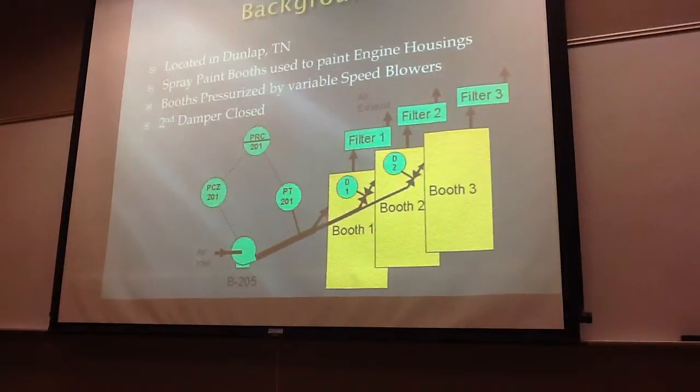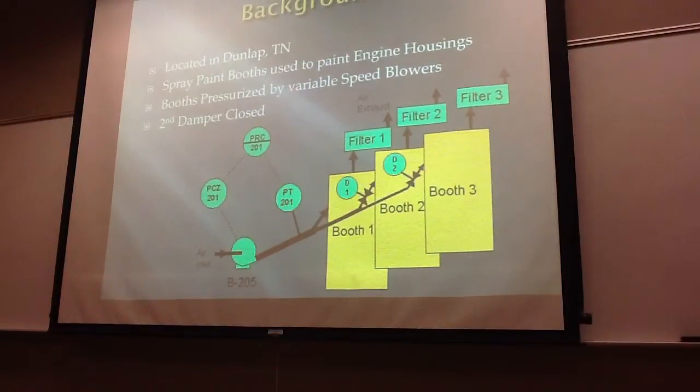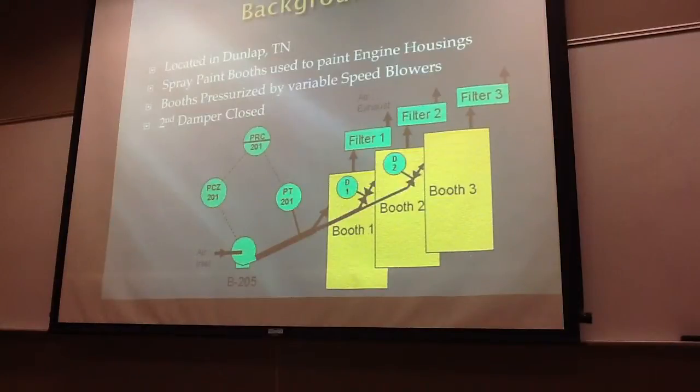For the background information about our laboratory, in the engine assembly plant in Dunlap, Tennessee is a spray booth station controlled by 2 dampers. The spray booths are controlled by an input from a motor blower, and the output is the pressure measured in centimeters of water. For our laboratory, we ran the trials with damper 2 closed and collected our data accordingly.